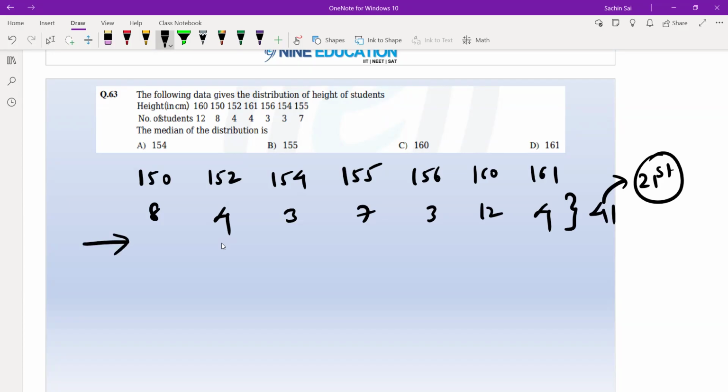So if I take the cumulative frequency, if I add the first 2 terms, I get 12 students. So up to this point, there are 12 students. So the 21st student is not in this group. Then if I add 3, I get 15 students. The 21st student is not in this group. Now, if I add 7, I get 22 students, right? So if I start ranking the students from 1 to 41, the 21st student will be in this group. This class is called the median class, right? So what is the median of this distribution? It is 155.